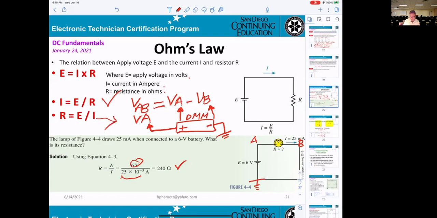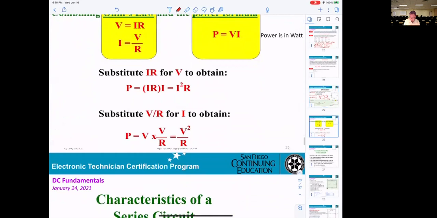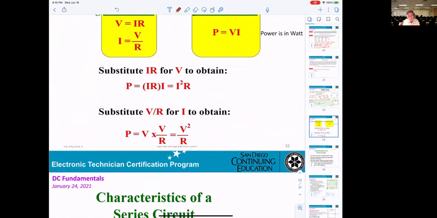Okay? And also we get the power. The thing is, when the current goes through the resistor, electrical energy turns into heat. So that's why if you touch it, it will be hot. So there is power dissipation on the resistor. You can calculate it by this formula, or this formula, or this formula. They give you three formulas, depending on what you have, in order to calculate the power.